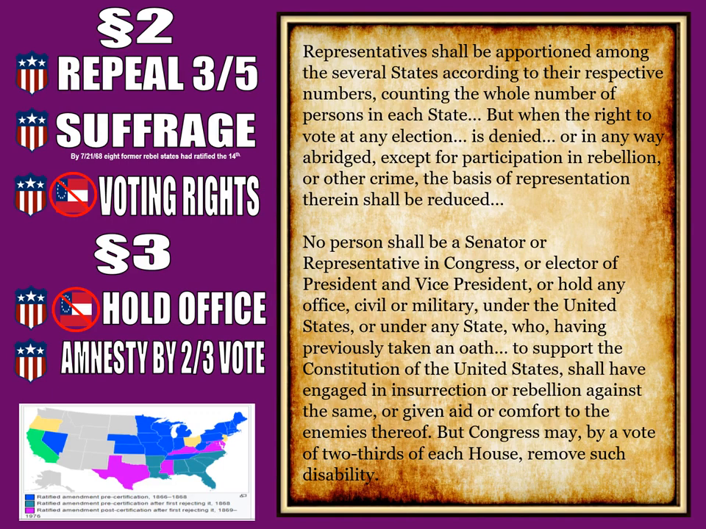And this is section 2 and section 3. Representatives shall be apportioned among the several states according to their respective numbers, counting the whole number of persons in each state. But when the right to vote at any election is denied or in any way abridged, except for participation in rebellion or other crime, the basis of representation shall be reduced. It establishes a penalty. Okay?